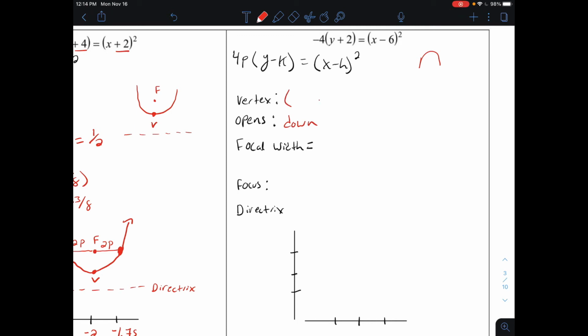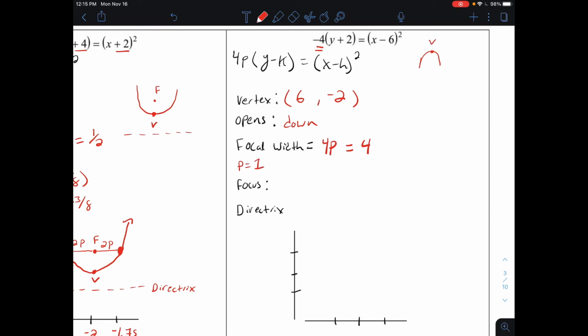And now we want to identify our vertex, where that's going to be. Our vertex, we should have x minus h. Well, h is the x value, so h is 6 here. And y minus k, well, this means k is going to be -2. So I have the location of my vertex. Now the focal width is the 4 times p number. Well, our focal width is going to be positive, so 4p is equal to 4. So that's the overall width of the focal chord. Now to help us find the focus, we need to solve for p. So I divide by 4, p is equal to 1.